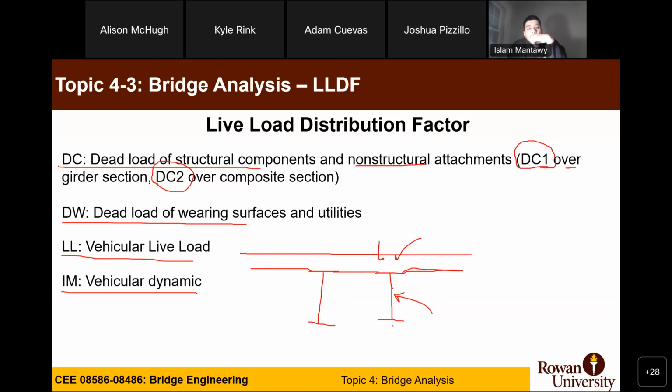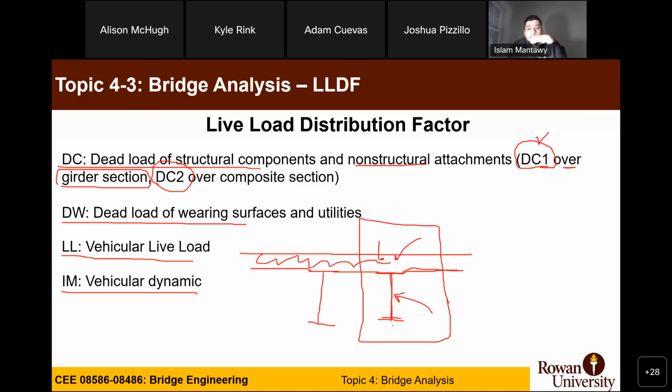And the cross section is just a steel cross section in this case. So the DC1 is for any dead load that acts over the girder cross section only. Okay. However, after 28 days, concrete is cured. Now the cross section became also called composite sections.